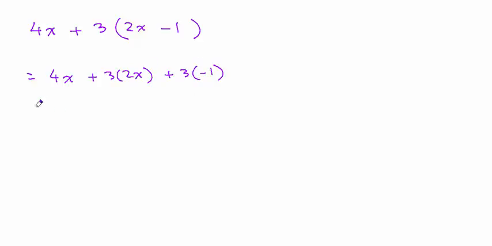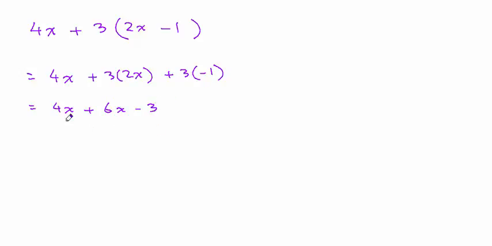Let's say you need to simplify the expression 4x plus 3, and then inside a bracket, let's say you have 2x minus 1. So all you need to do on the next step is write 4x. The 4x stays the same, and then this positive 3 distributes, meaning it multiplies with each term inside the bracket. So you have a positive 3 times 2x and a positive 3 times negative 1.